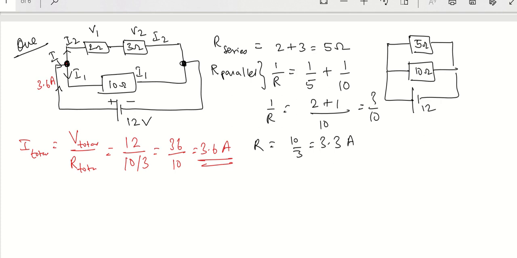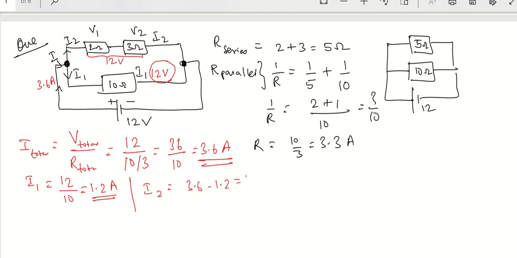Because they are parallel, it means the 12 volt will come here as 12 volt, and here it will get divided. Among these two, the 12 volt will get divided now. That I will come to later, but I know here it is 12 volt. So I am going to use this 12 volt and calculate the current here. So my I1 will be equal to 12 by the resistance, which is 10. So it is going to consume this much current, 1.2 ampere. Therefore, what will I2 be? I2 will be 3.6 minus 1.2, which is 2.4 ampere.